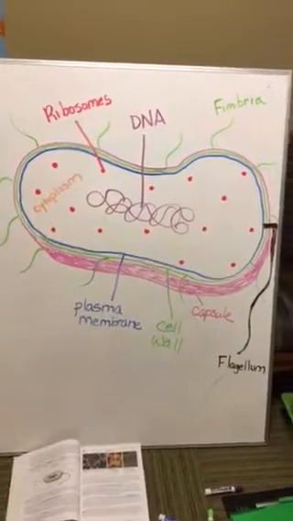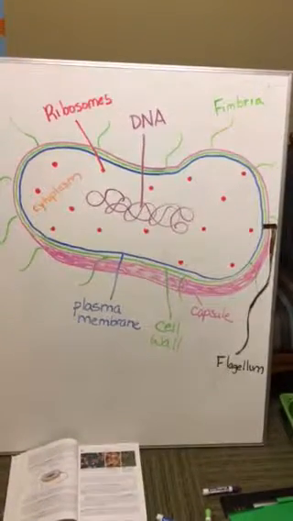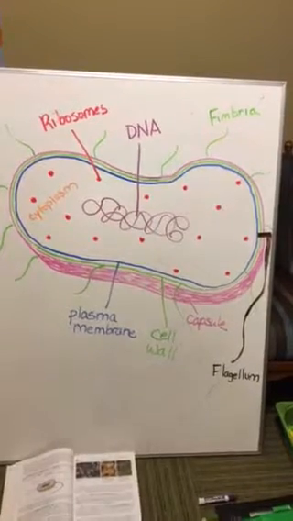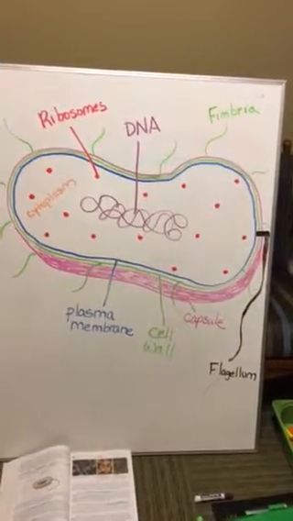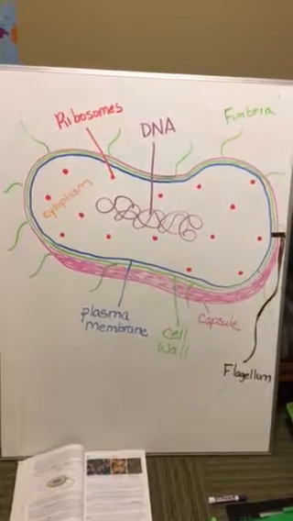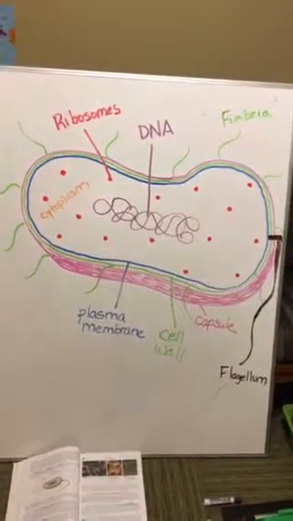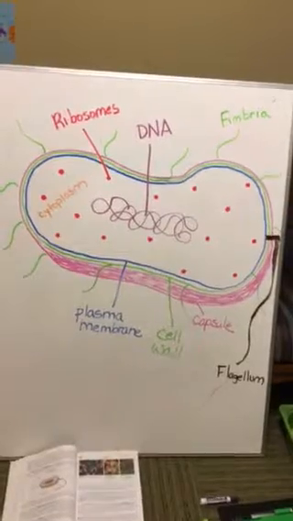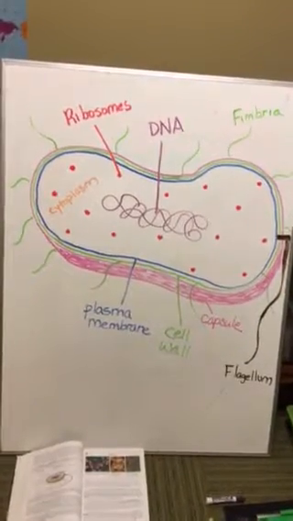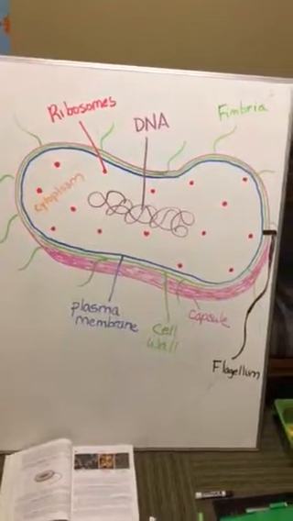Let's see, the last thing I think I haven't mentioned is the flagellum. The flagellum is used for locomotion, and if it's not there, the bacteria can't move. Not all bacteria have flagella. But if they do have a flagellum, there's a filament, a hook, and a basal body. And it works like an outboard motor.